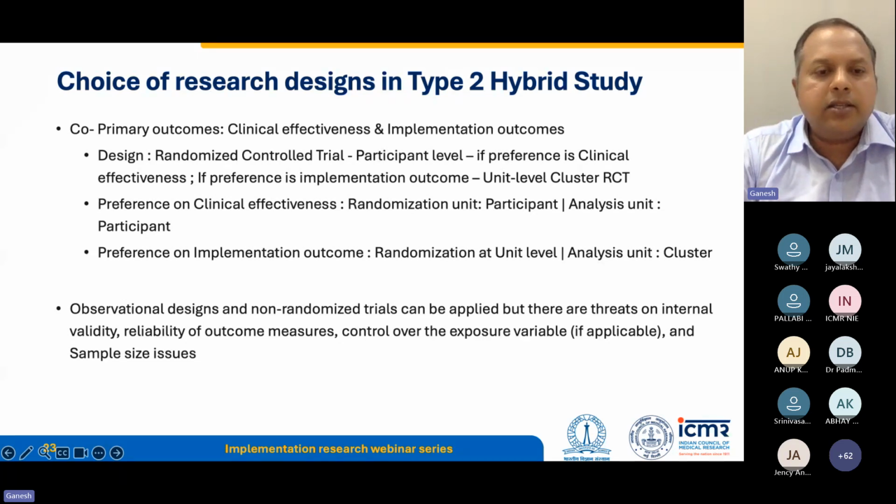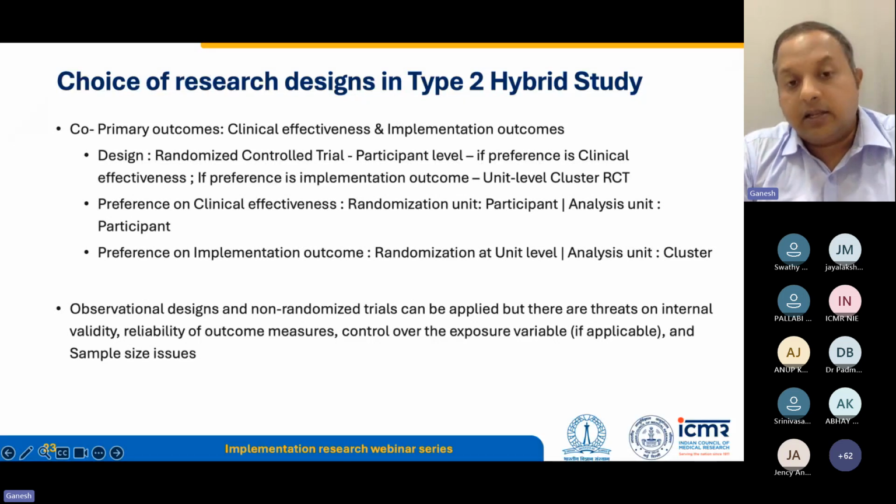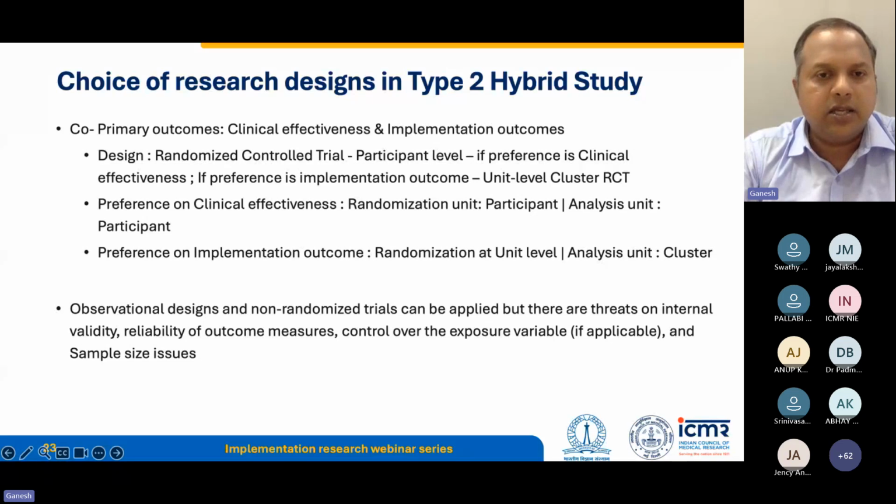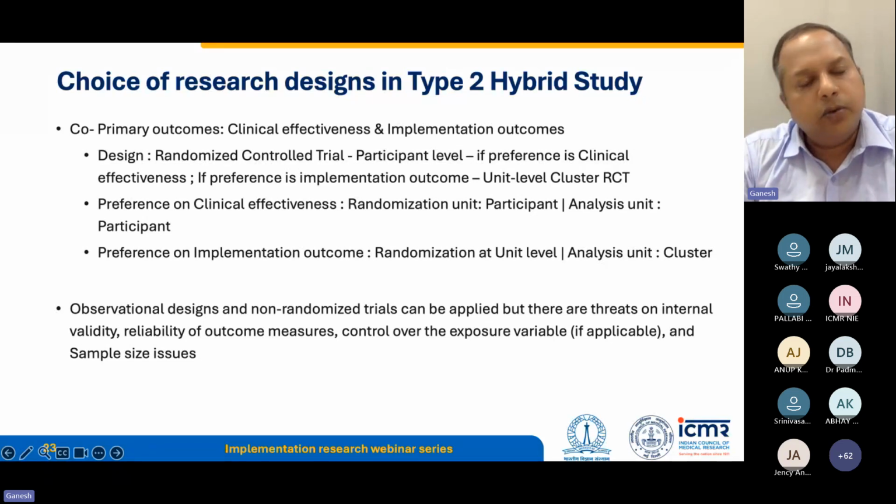Whereas if the preferred choice is an implementation outcome, then you can still go for a cluster randomized trial, which is more preferred, and your randomization unit is at the cluster level. The analysis unit is your clusters, which are the units of the clinics.